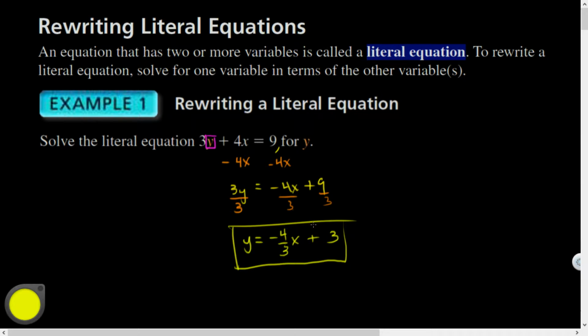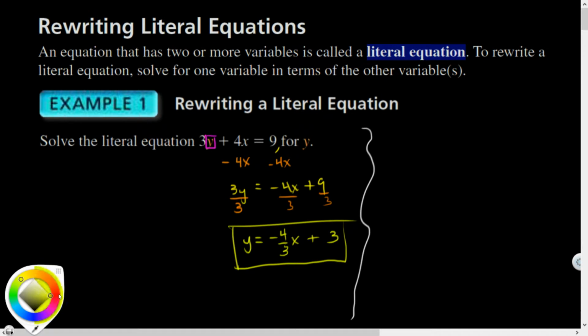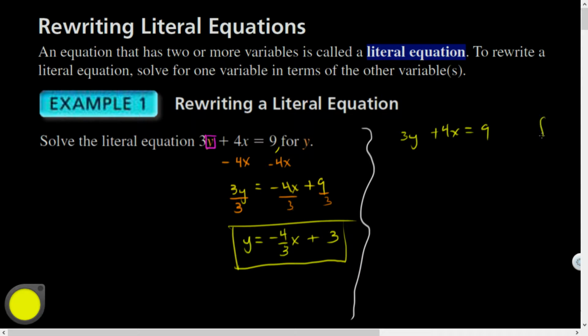Now, I'm solving this equation for x. Side note, parallel universe, same problem, different goal. Watch this. What if I wanted to solve 3y plus 4x equals 9 for x? It's weird, there are multiple variables here. If I wanted to solve the equation for x, notice it's exactly the same equation. It makes a really cool point for us.